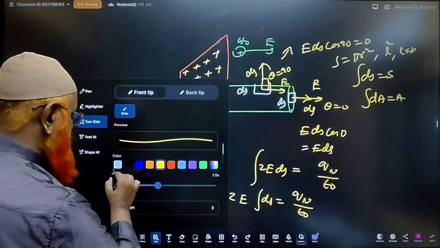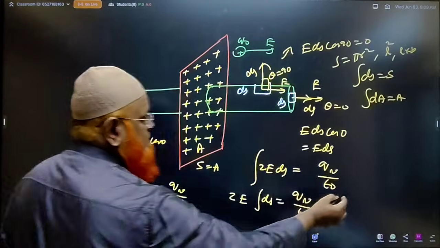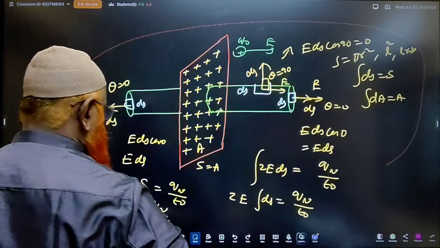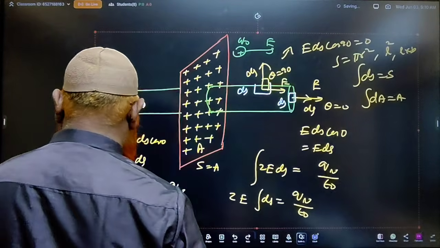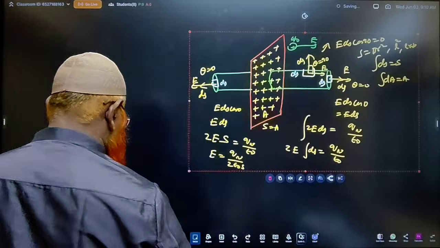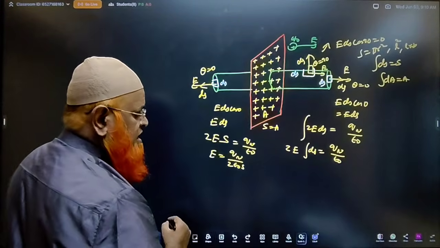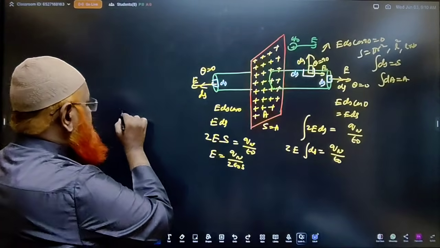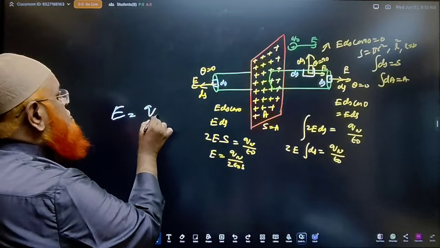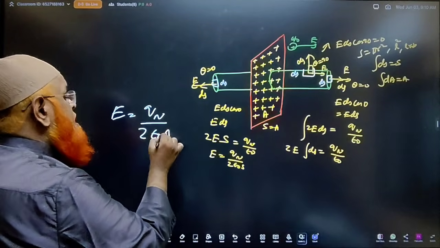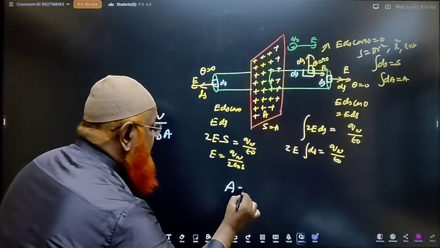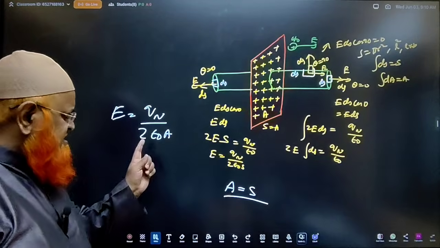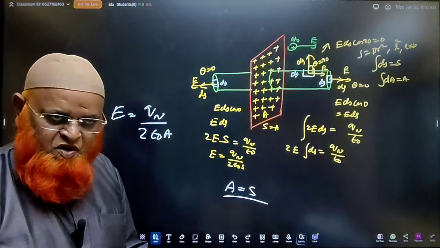This is going to be your formula. Okay, this is going to be a formula here. Understood what I am saying now? What is the formula here? E is equal to Q net by 2 epsilon naught into A, you can write that too, because area or surface area are both the same. In some books it is A, in some books it is S, whatever it may be.